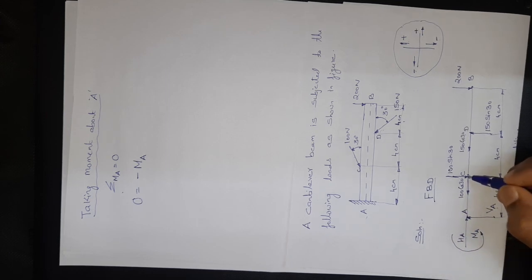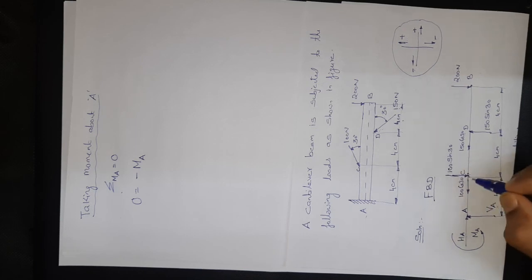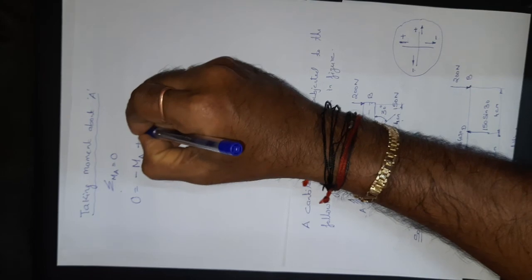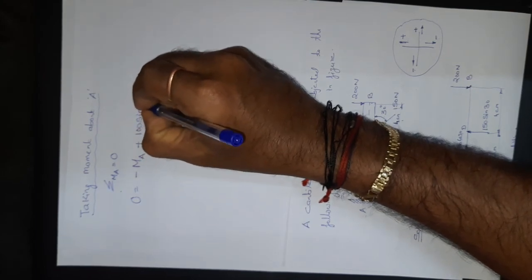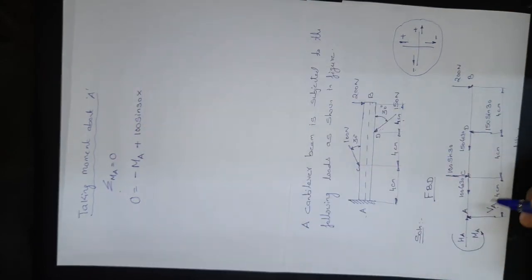Let me just move to point C, wherein two forces are acting. One is horizontal, the other one is vertical. The horizontal force doesn't have any perpendicular distance from the origin, therefore this becomes 0. And when you consider the vertical force which is acting vertically downwards, it has the tendency to rotate the object in the clockwise direction, so positive sign, and the magnitude is 100 sin 30 into its perpendicular distance from the origin. From the origin it is 4.